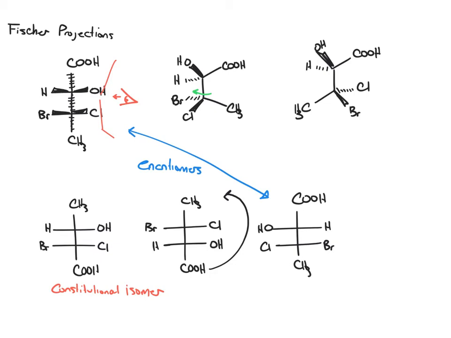You're never allowed to just switch two groups, because if you say we switch these bottom two, that would end up being a diastereomer. If you switched these two and these two, you would have an enantiomer. So switching them all gives an enantiomer. Switching one or more but not all gives a diastereomer.